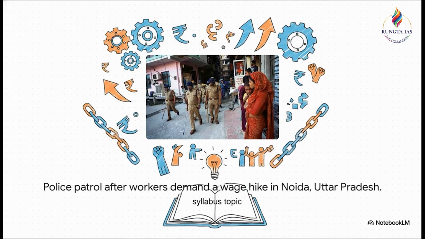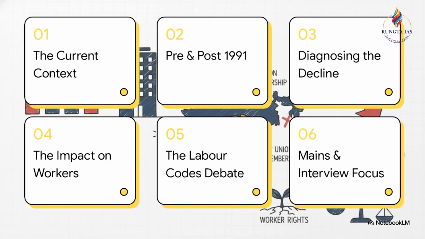Okay, so here's our plan for this explainer. We'll kick things off with the current context, then we'll journey back in time to look at the pre- and post-1991 eras. After that, we'll diagnose the decline from two very different perspectives, see how it's impacting workers, and then get into the big debate around the new labor codes. And we'll wrap it all up with a sharp focus on how this connects to your mains and interview prep.